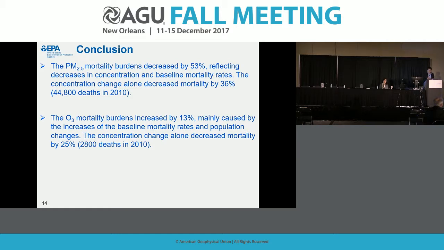The major conclusion we draw from this study is that the PM2.5 mortality burden decreased by 53%, reflecting the decrease of the PM2.5 concentrations as well as baseline mortality. And also, we found that the concentration changes alone could decrease the mortality burden by 36%. For ozone, we found that the mortality burden increased by 13%, mainly caused by the increase of the baseline mortality rates and the population changes. And the concentration change alone could decrease the mortality burden by 25%.